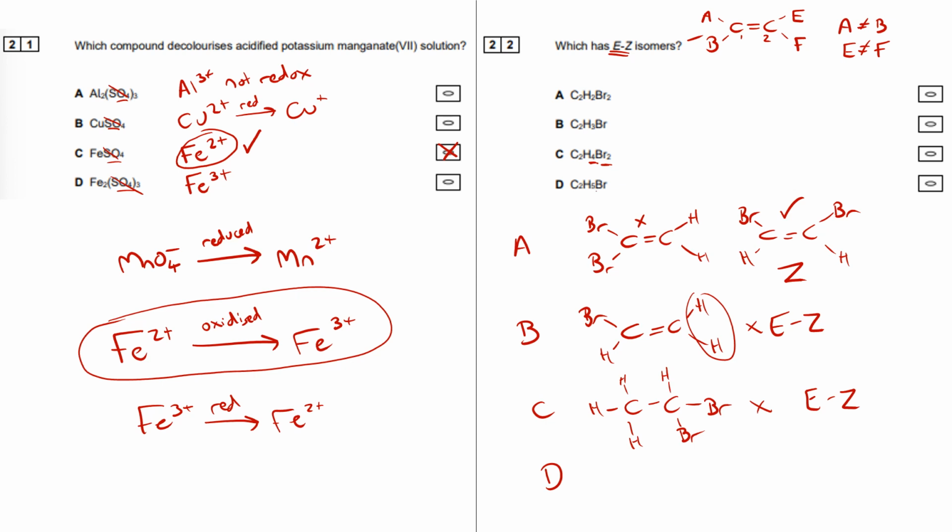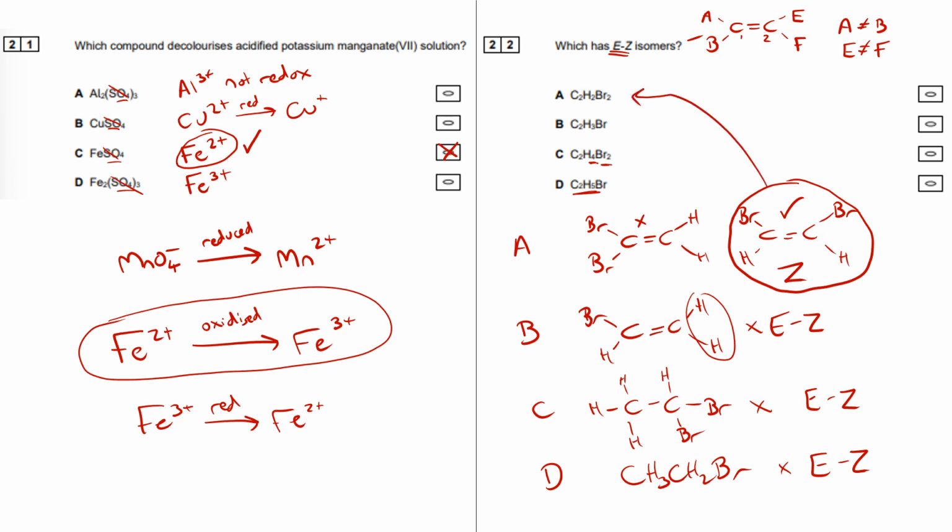Similarly with compound D, you've got too many hydrogens. So compound D is just bromoethane, no carbon double bond, it won't have EZ isomers. The only one that has EZ isomers is compound A.